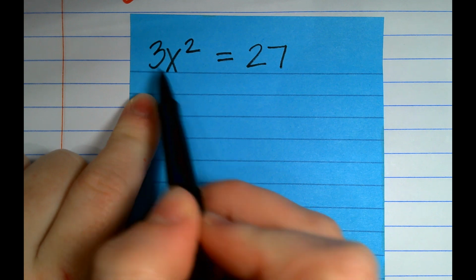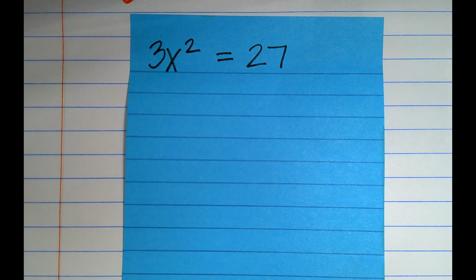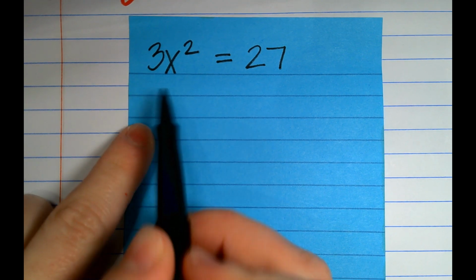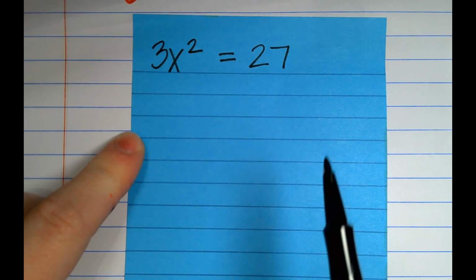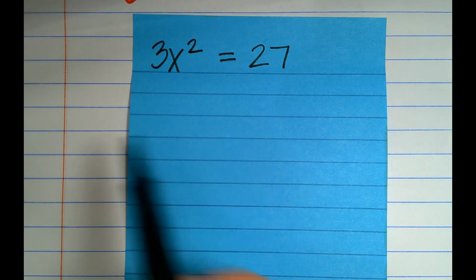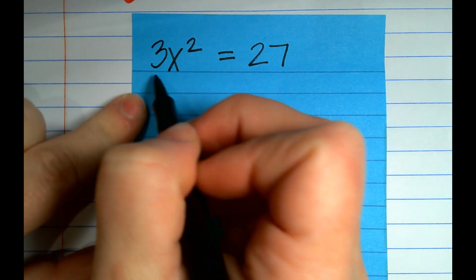So if this was just 3x, our first thought would most likely be, let's divide by 3 on both sides. Is everybody with me there? Okay, so let's start with that. Let's divide by 3.